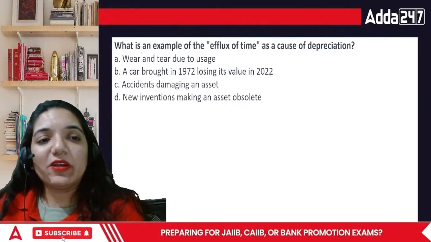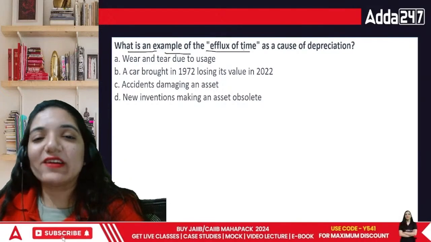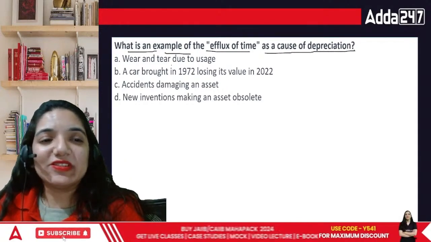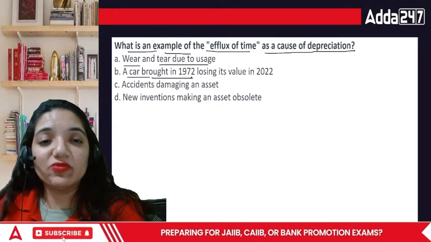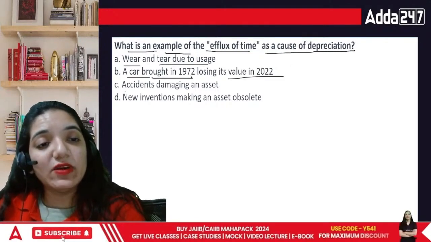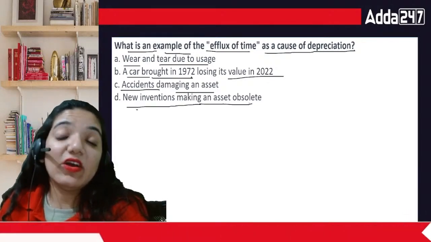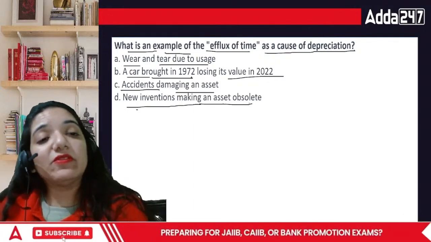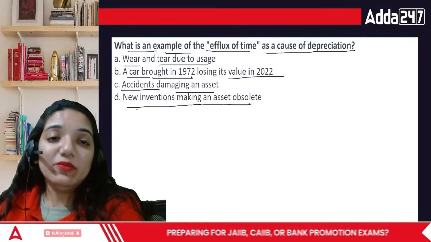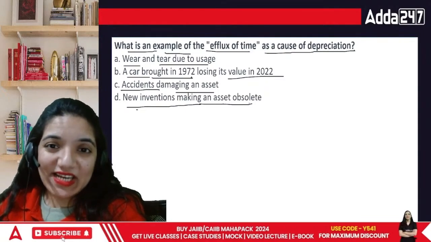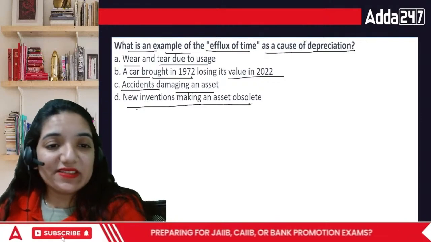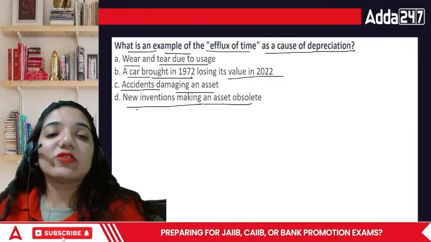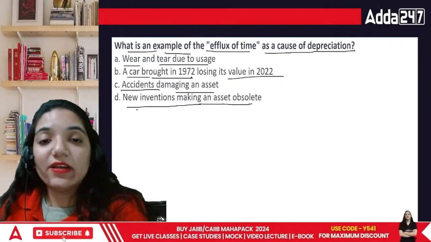Acha, now comes the point: what is an example of efflux of time as a cause of depreciation? Wear and tear due to usage, a car bought in 1972 losing its value in 2022, accidents damaging an asset, or new inventions making an asset obsolete. Efflux of time means the time is passing. So in this case, it is a car bought in 1972 losing its value in 2022.